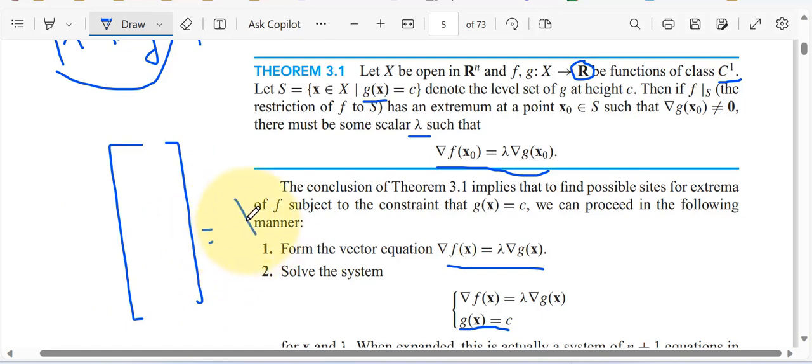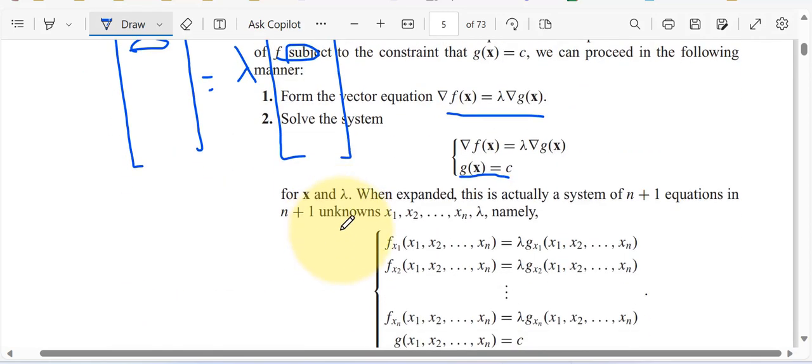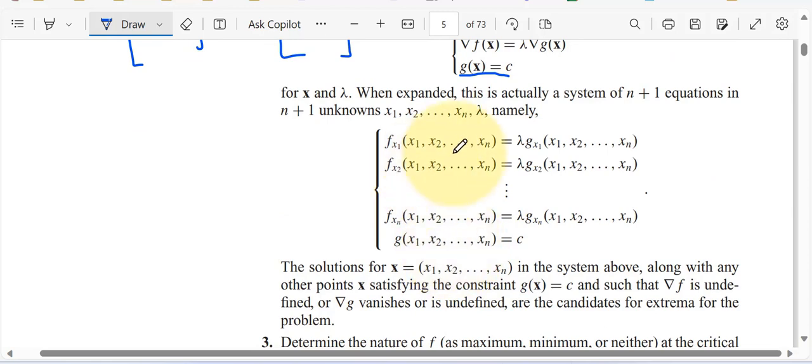So we're going to have a vector with n components equal to lambda times another vector with n components. And so we're going to get equations where this equals this times lambda, and this equals this times lambda, and so on. So we're going to get many equations. In fact, we're going to get n equations, and that's what she writes here. We get the n equations, and each one of them can have all of the variables in it, here and here.